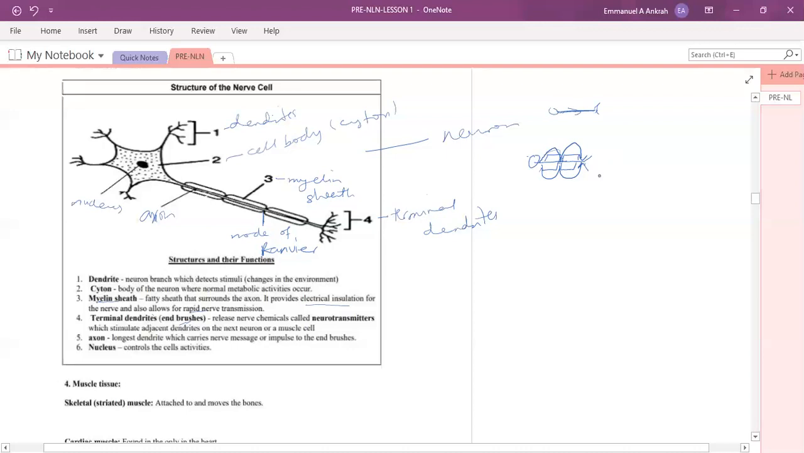And also remember that the neurons are not joined together. There are gaps between the neurons. And the gap between the neurons is what we call the synaptic gap or synapse. There's a gap over here between neurons. So this is another key thing that you have to remember. Synapse is a gap between neurons.